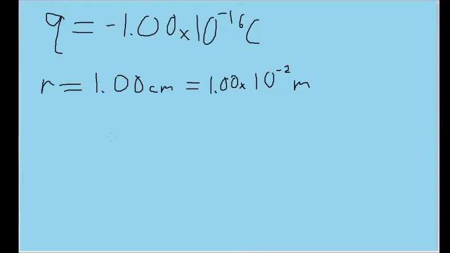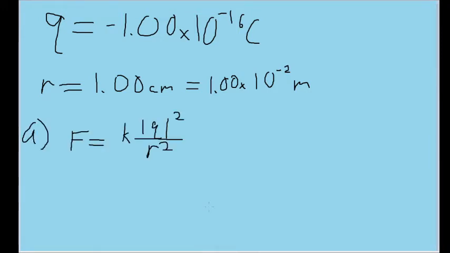Here we have two tiny spherical water drops that both have the same charge, -1 times 10 to the -16th power coulombs, and the distance between their centers is 1 centimeter, or 1 times 10 to the -2 meters. Part A of the problem asks us for the magnitude of the electrostatic force acting between them.